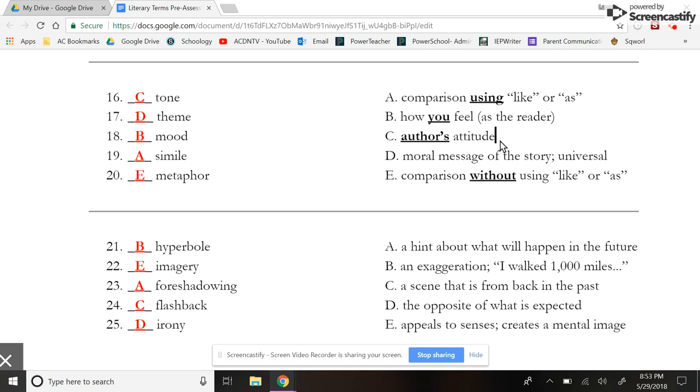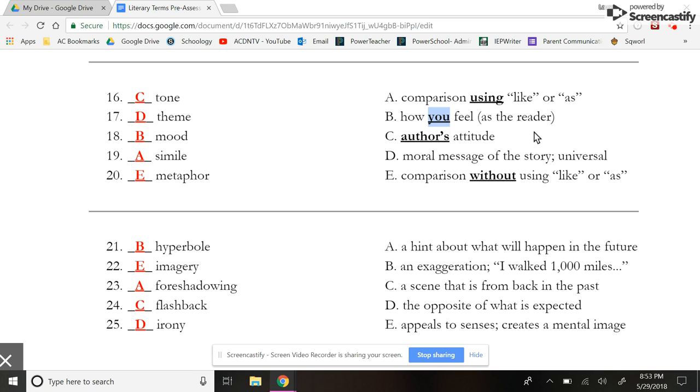To remember mood, don't forget that mood is about how you feel. So while tone is the author's attitude, remember the T's, mood is about you, how the reader feels, and it's how the author intends for you to feel.